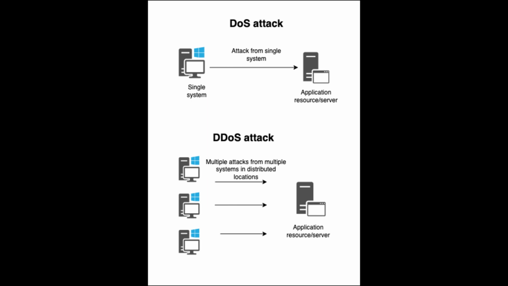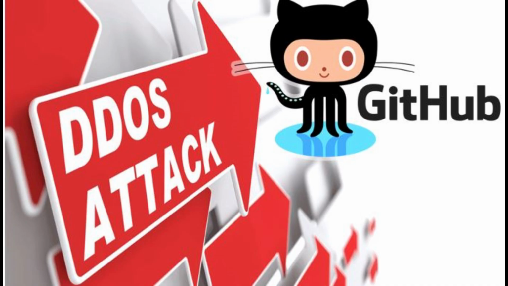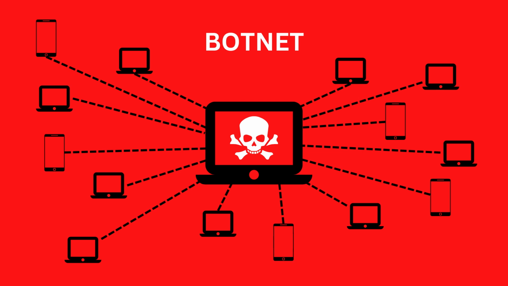Let's look at some real-world examples. In 2014, Sony Pictures was hit by a DOS attack as part of a broader cyber campaign. But in 2018, GitHub experienced the largest recorded DDoS attack to date, with a staggering 1.35 terabits per second of traffic overwhelming its servers. The attack used a botnet and exploited an insecure server protocol called Memcached.